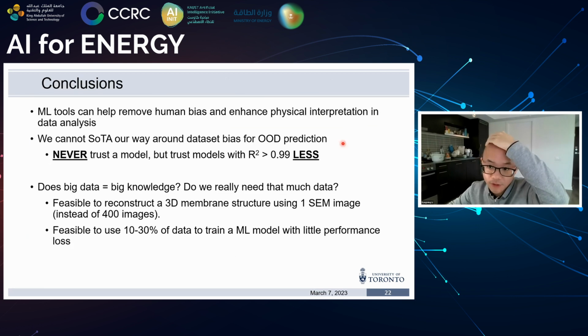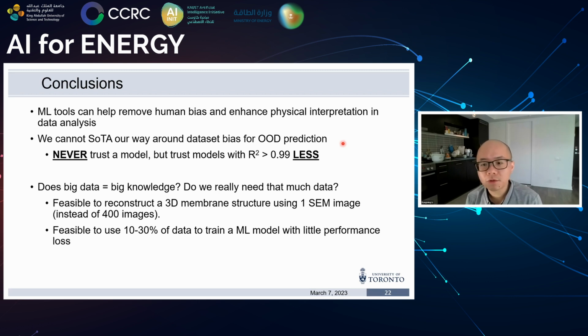So to summarize, machine learning tools can help us to remove human bias and provide a statistically enhanced physical interpretation in the EIS data analysis. We show that dataset bias is present in computational datasets, and we cannot overcome the resulting performance degradation on out-of-distribution samples, even using the state-of-the-art neural network. So never trust a model without examination, and trust even less a model with a similarly excellent performance.